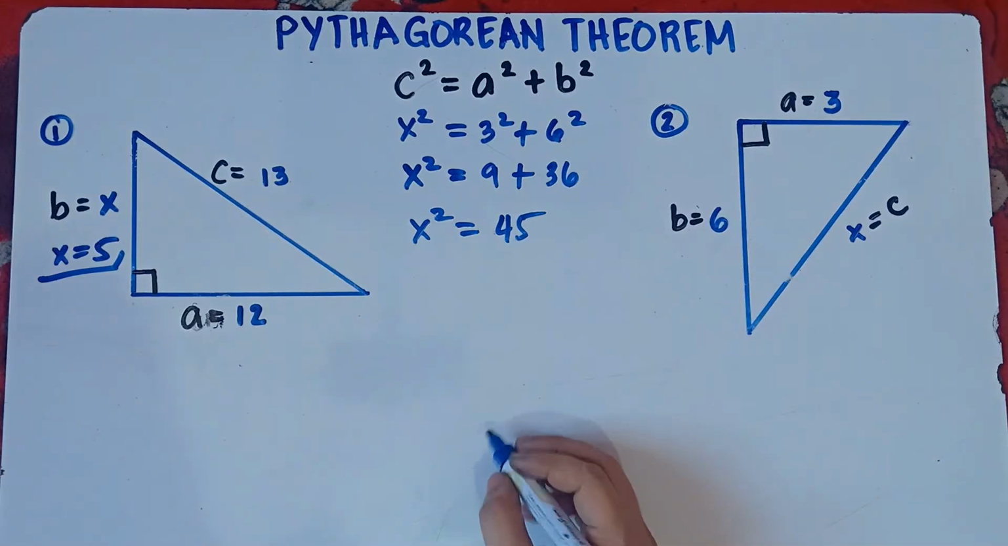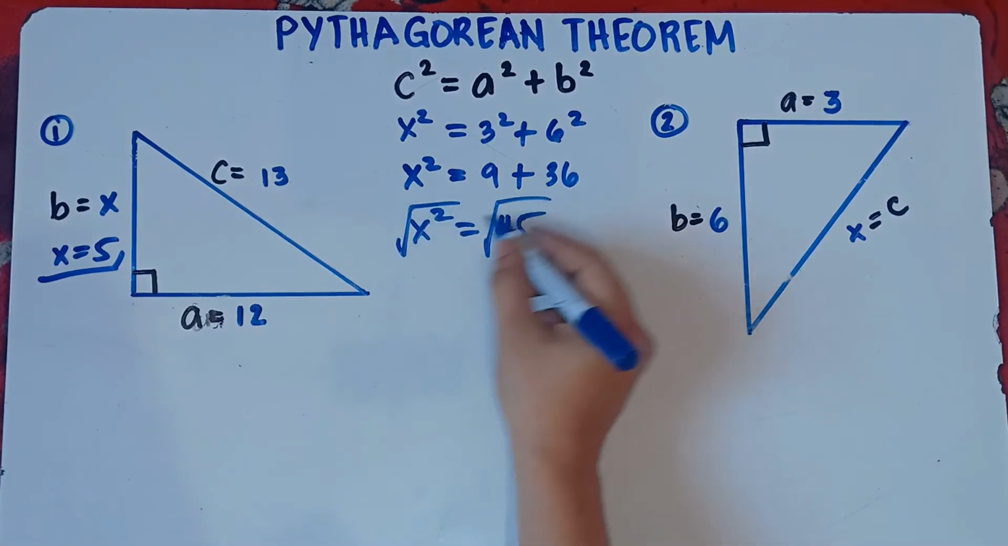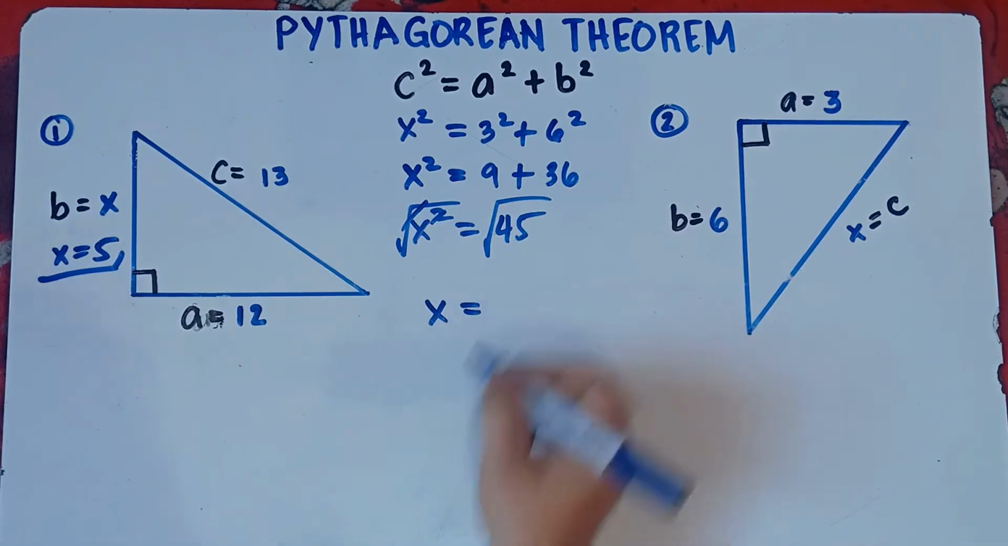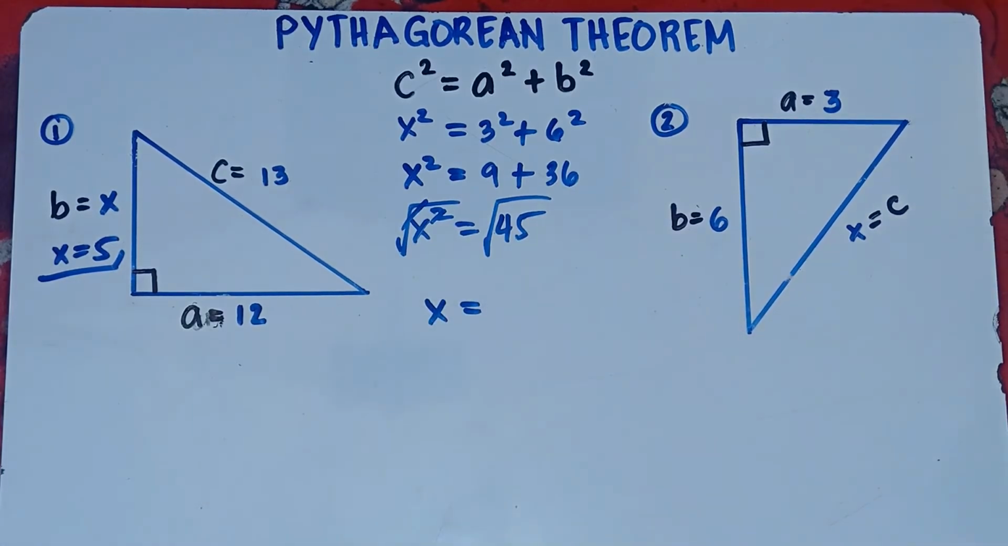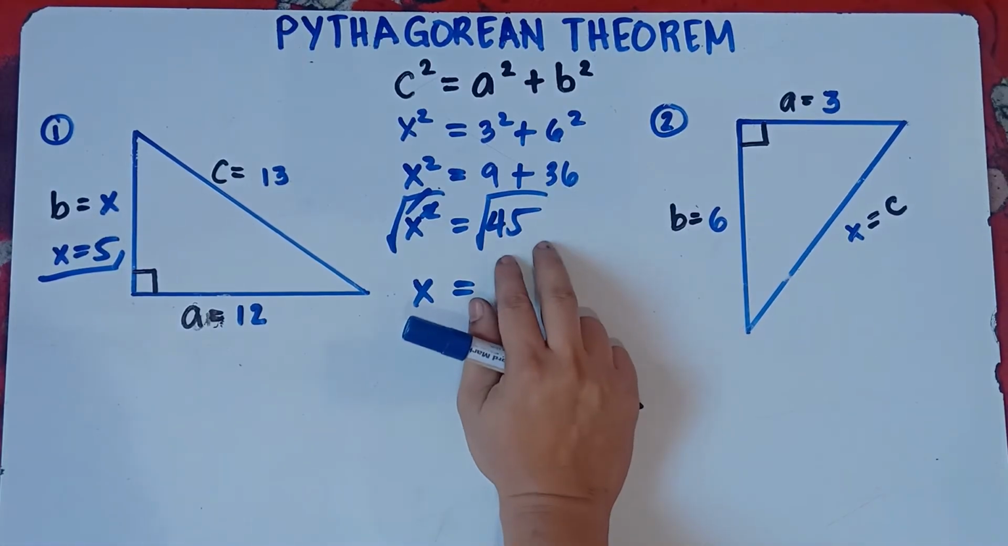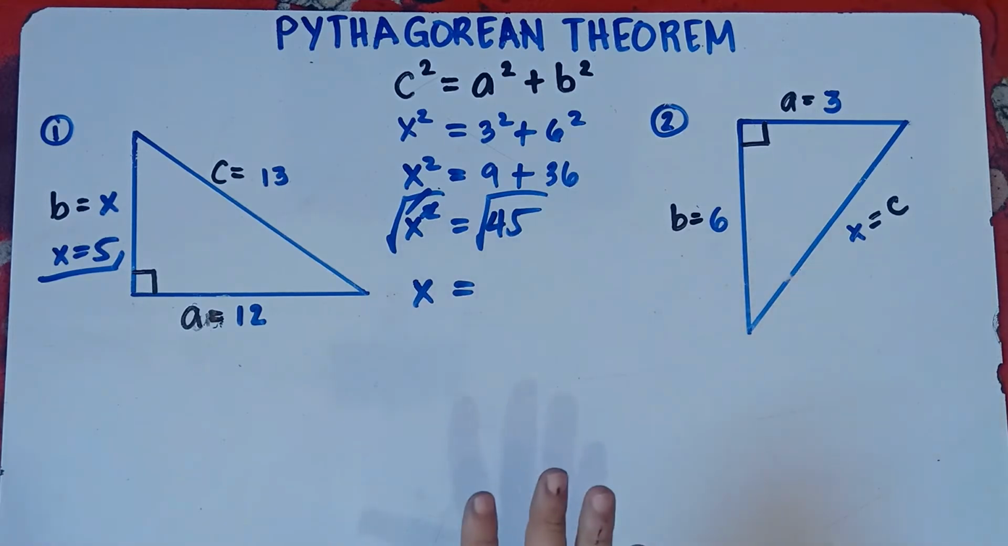So to get the value of x, you extract the square root of both sides so that you can cancel this exponent and this radical symbol. So x equals the square root of 45. Is 45 a perfect square? Nope, 45 is not a perfect square. So to simplify this one, class, you find two numbers that when you multiply the two numbers, you will get 45. One number is a perfect square, the other is not.